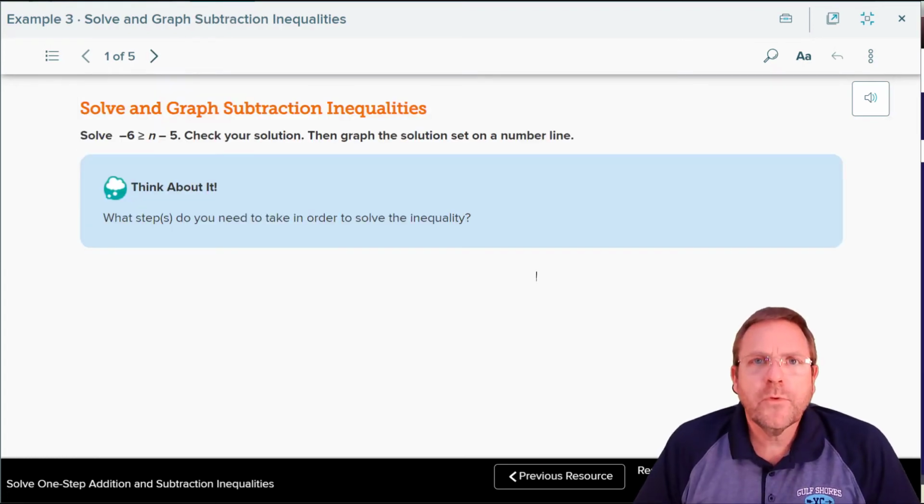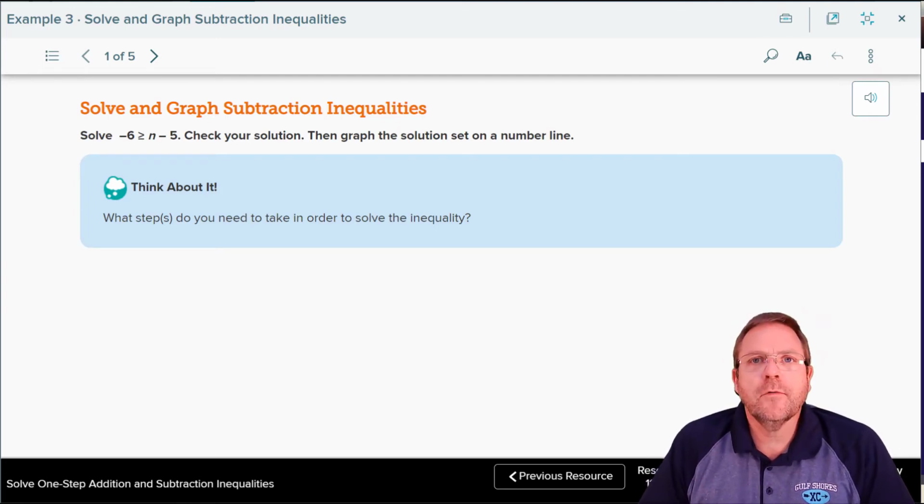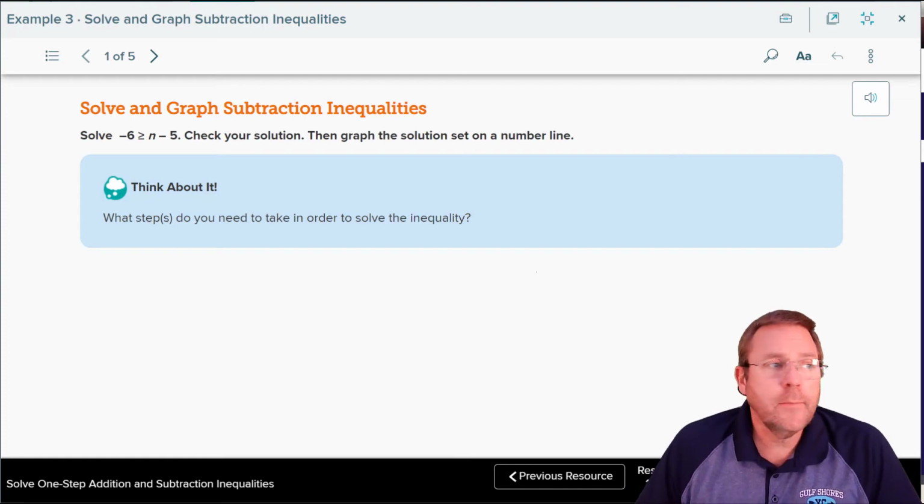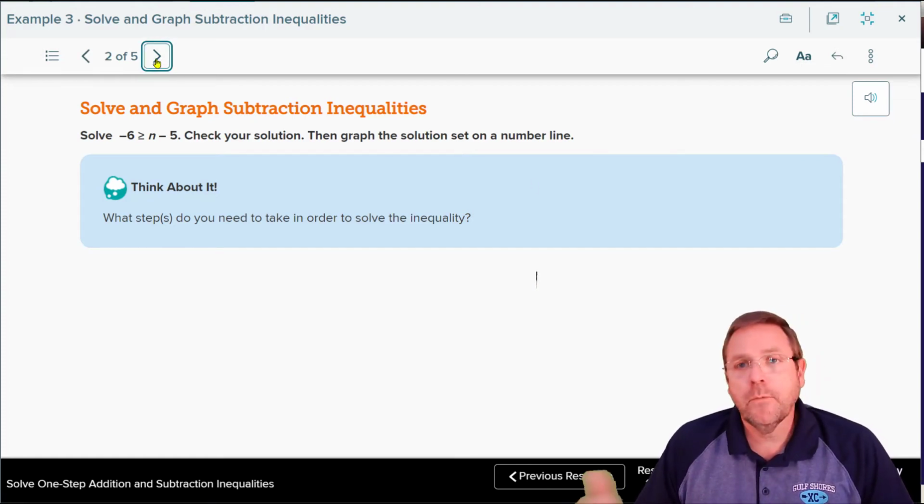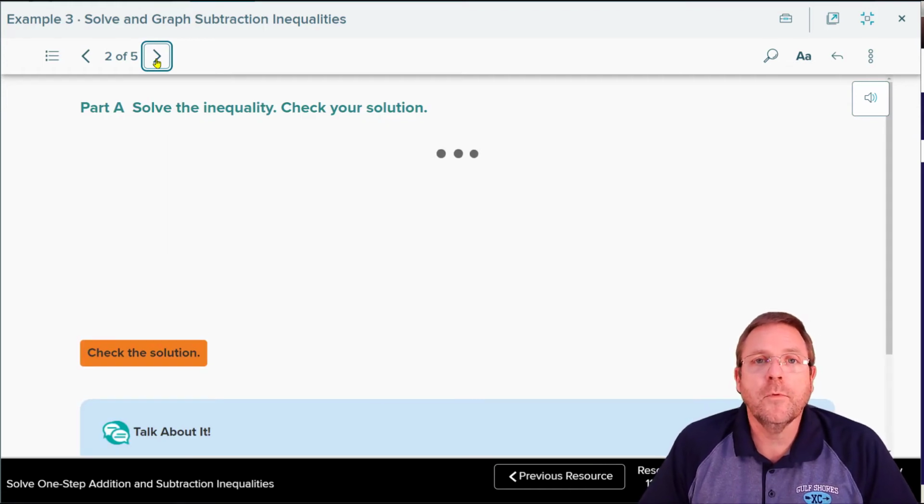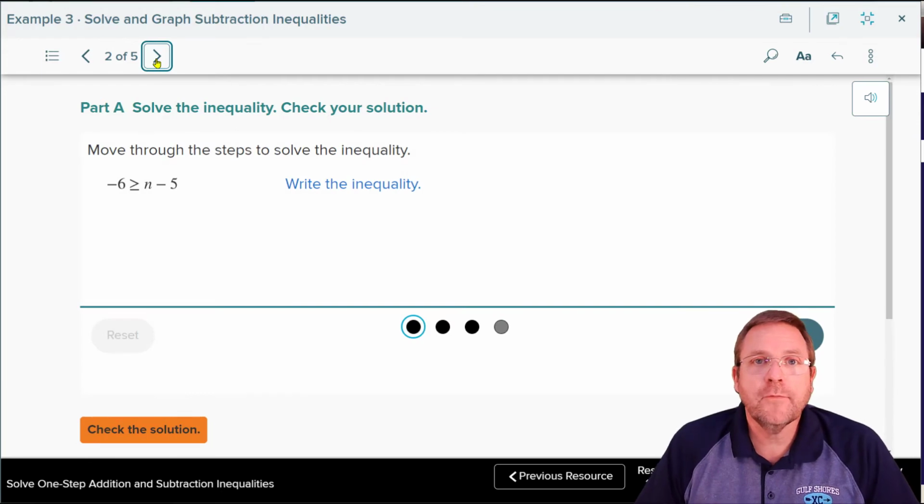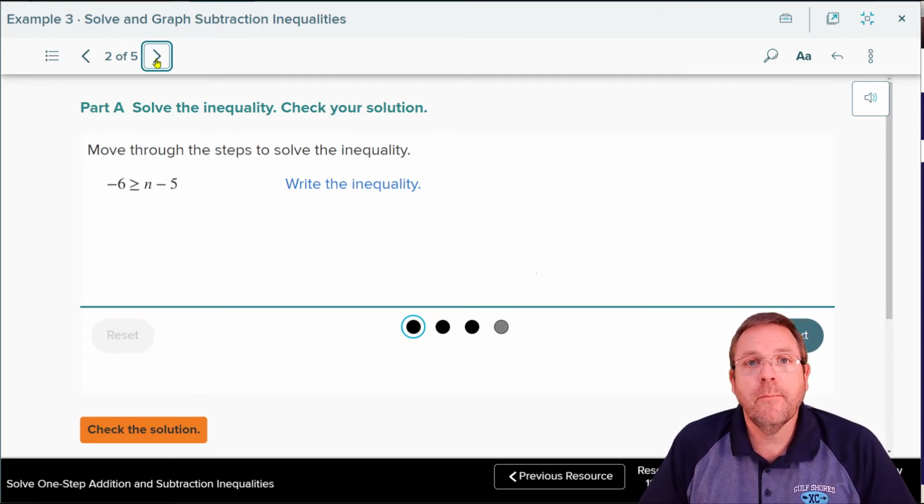But what if the problem was written backwards, like this one, where I have -6 is greater than or equal to n minus 5? You're going to work it the same exact way. You're going to treat it like it was an equation, more or less. You're going to ask yourself, what's my variable? The variable's n. Who's my friend? The friend is 5. And what is 5 doing to n? It's subtracting.